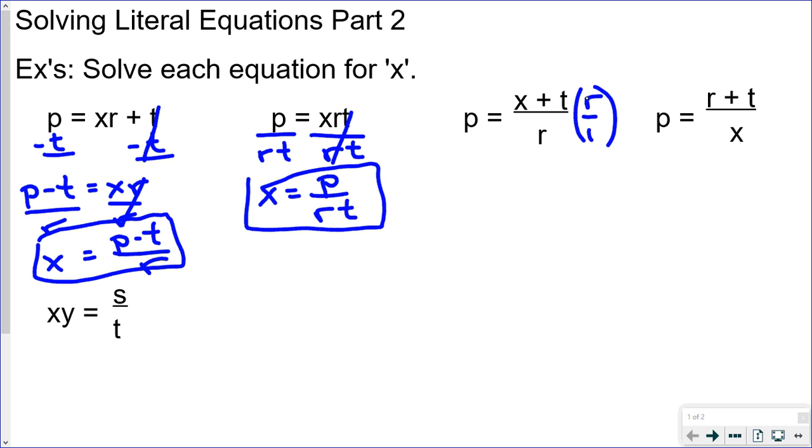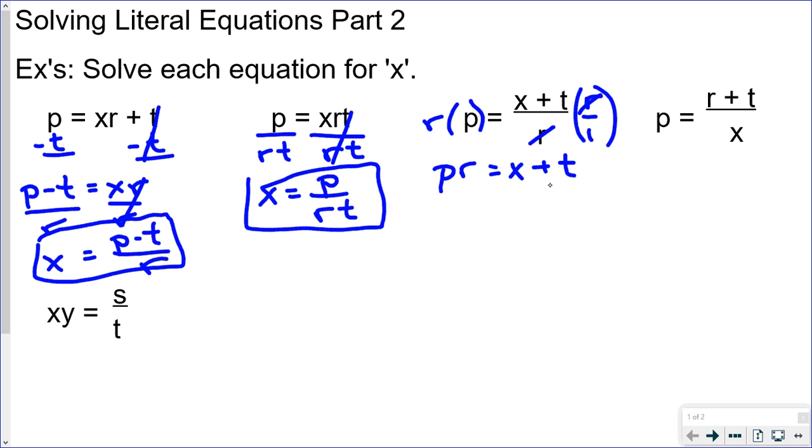So over here I'll multiply by r over 1. This side I'll multiply by r. The r's cross simplify to 1 and 1. Over here, instead of writing rp, I'm going to write pr because we typically like to write them in alphabetical order. And then x plus t. Now keep in mind rp is the same thing as pr. The order of multiplication doesn't matter, but in algebra the standard is to put them in alphabetical order.